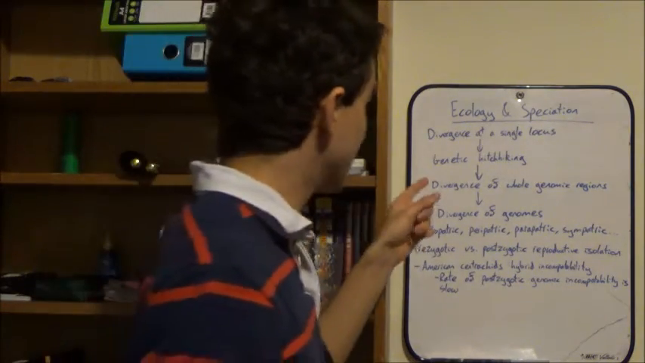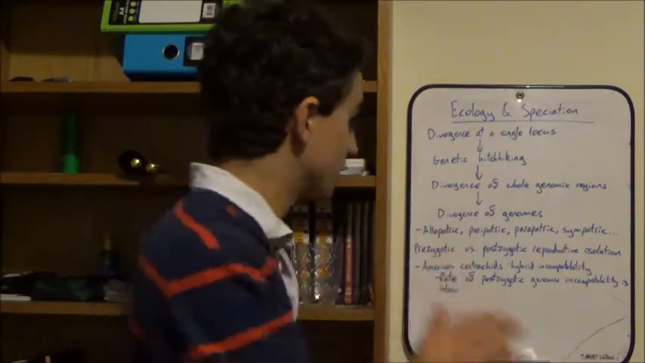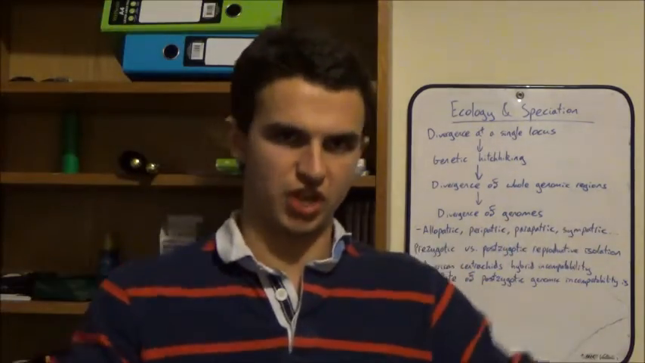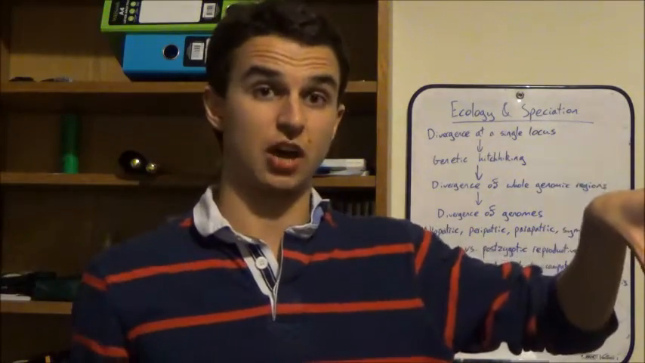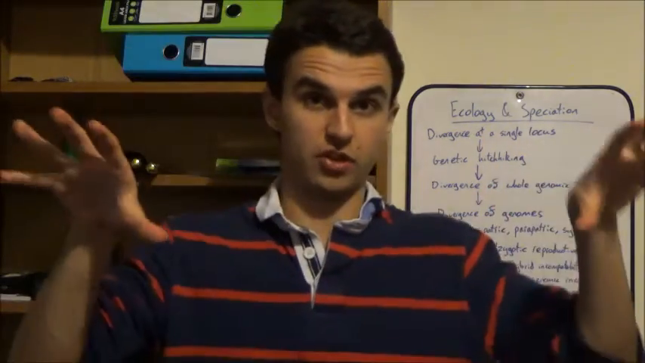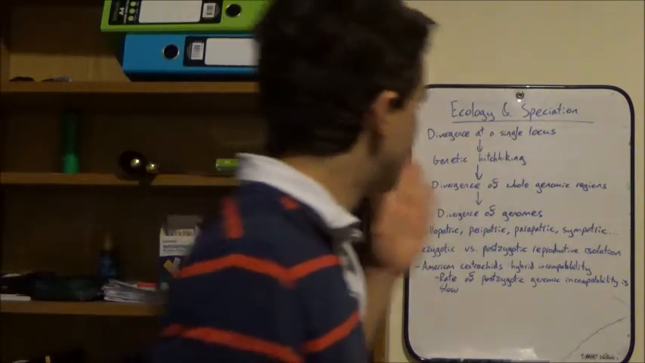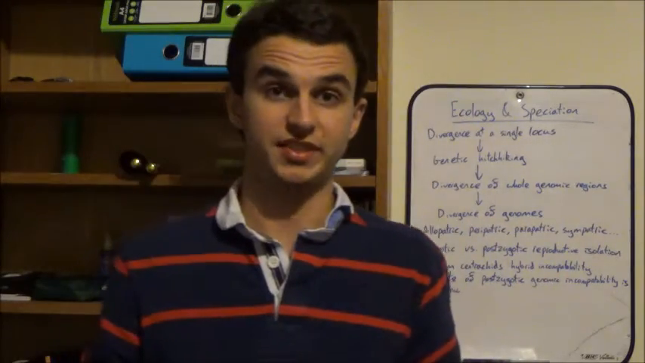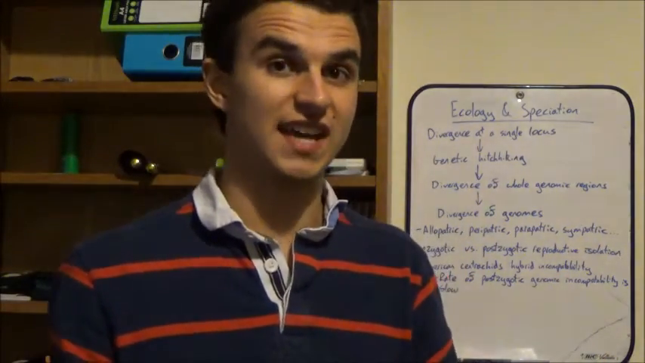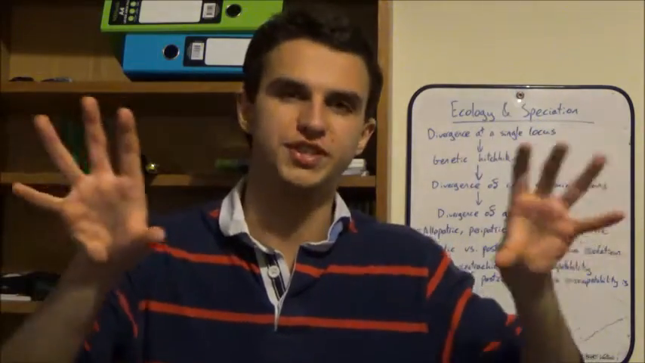Because with that, then you can get divergence of whole genomic regions, whole areas of the genome will diverge from each other in these two populations. So then eventually you'll get the divergence of whole genomes. So speciation has taken place, you've got two new species.